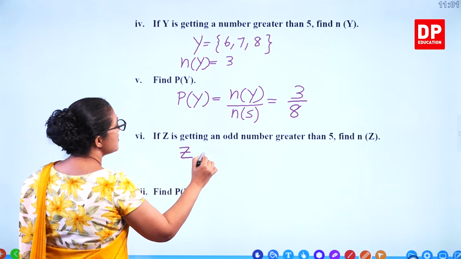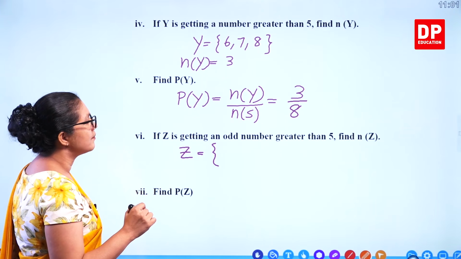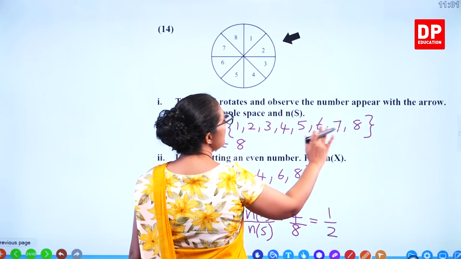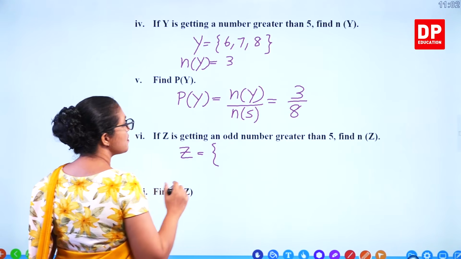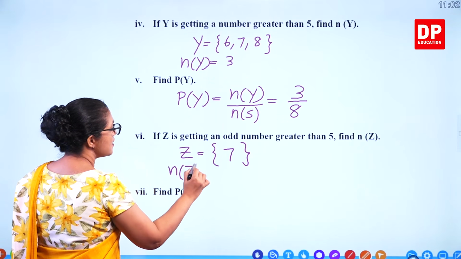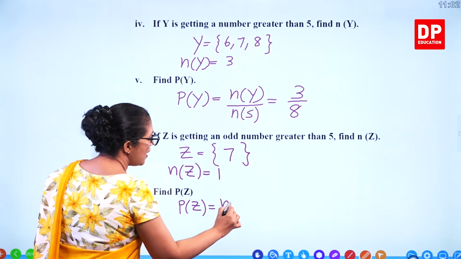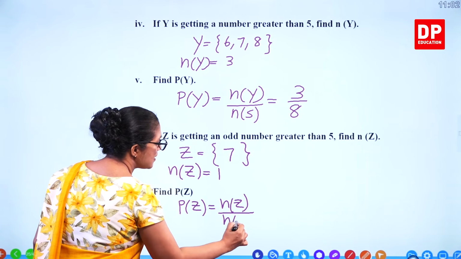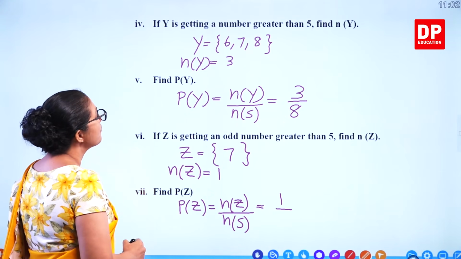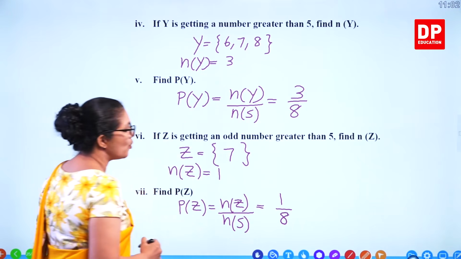Another event Z is getting an odd number greater than 5. Odd number greater than 5, it can be 7. Only one possibility is there. So what is the number of elements in Z? That's 1. So what's the probability of getting Z? Number of elements in Z divided by number of elements in the sample space. 1 over NS is 8. That's 1 over 8.